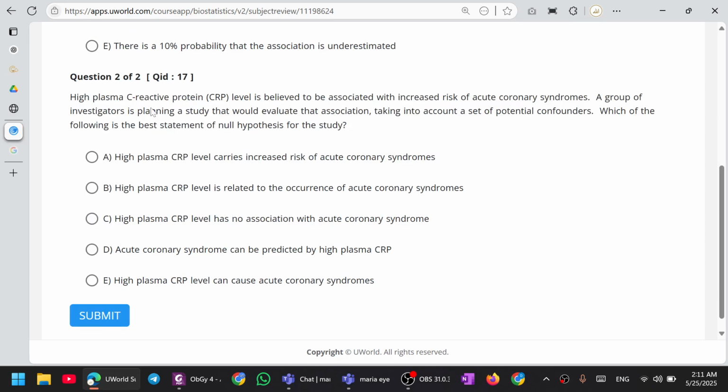High plasma CRP is believed to be associated with increased risk of acute coronary syndrome. A group of investigators is planning a study that would evaluate that association, taking into account a set of potential confounders. Which of the following is the best statement of the null hypothesis for the study? High CRP level carries the increased risk of ACS. High CRP level is related to the occurrence of acute coronary syndrome.